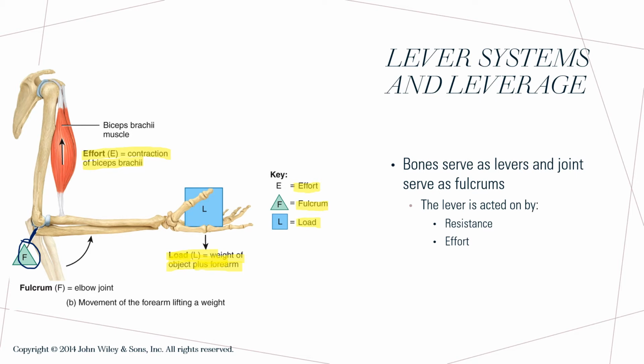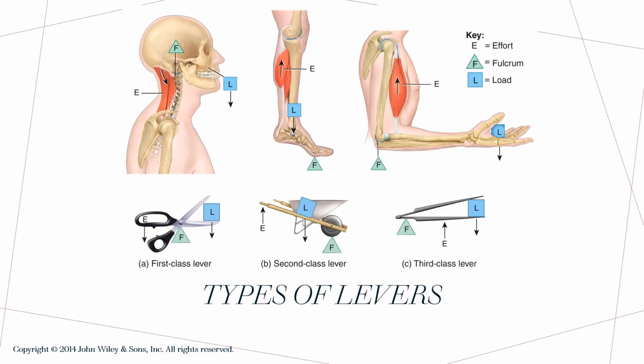And here the biceps brachii muscle is producing the effort in this lever. So these are the three key parts of a lever system: the effort, the fulcrum or the fixed point, and then the load or resistance. The relative distance between the load and the fulcrum and the point to which the effort is applied determines whether a given lever operates at a mechanical advantage or a mechanical disadvantage.